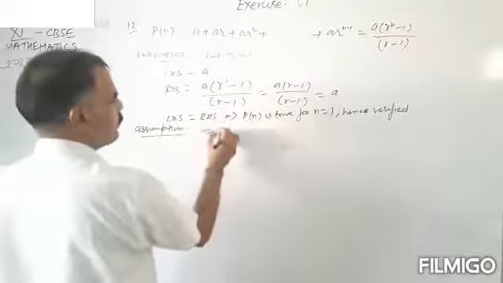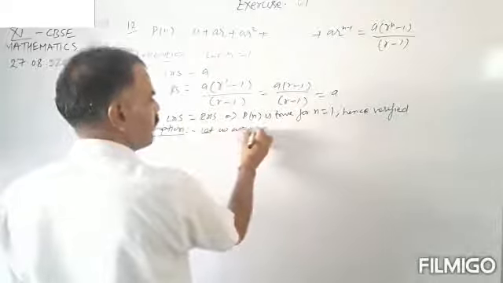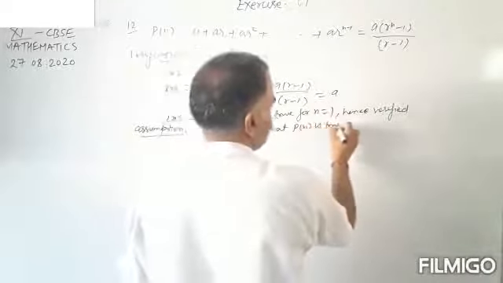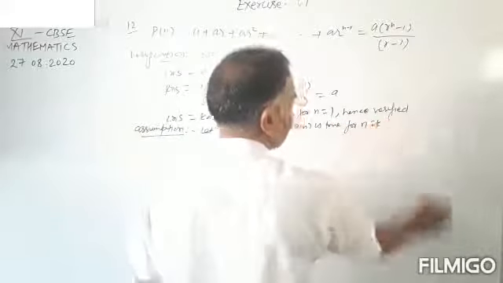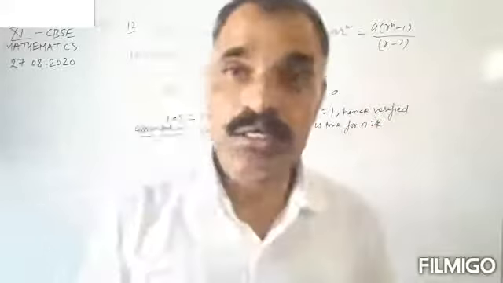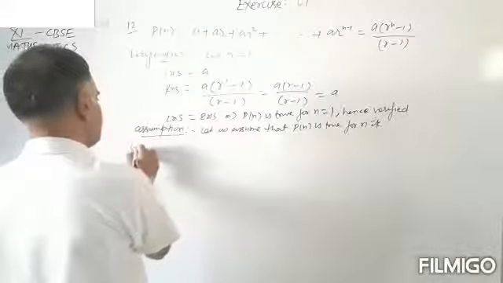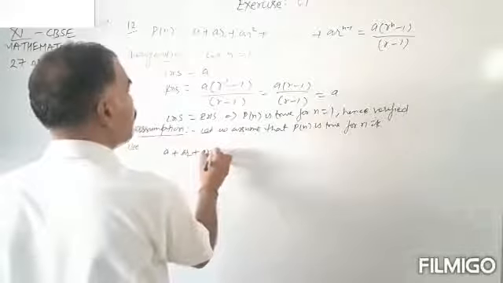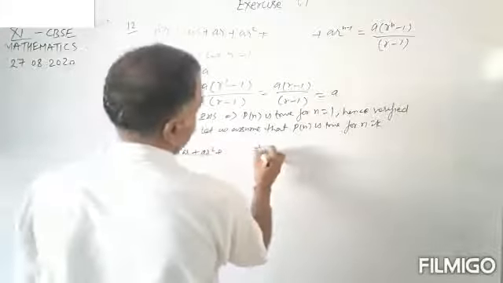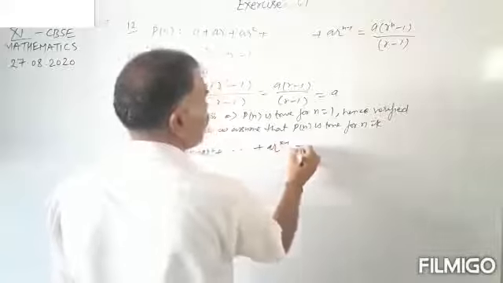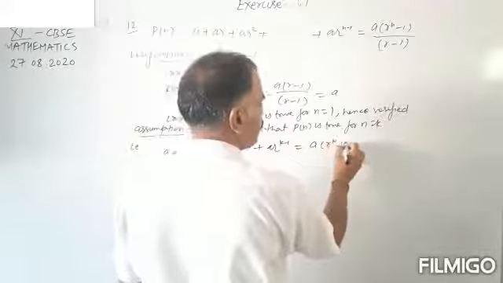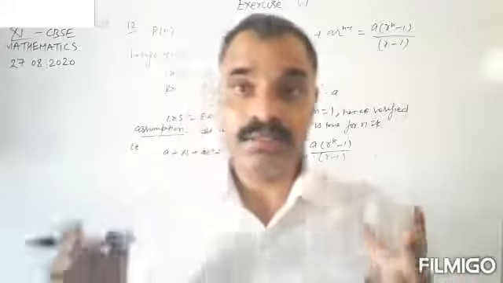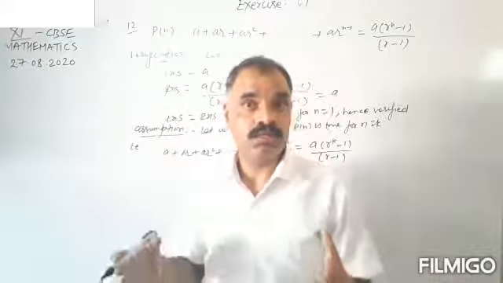Let us assume that Pn is true for n equals to k. That is, a plus ar square plus and so on plus ar to the power k minus 1 is equal to a(r to the power k minus 1) upon r minus 1. The given statement is true for n equals to k.